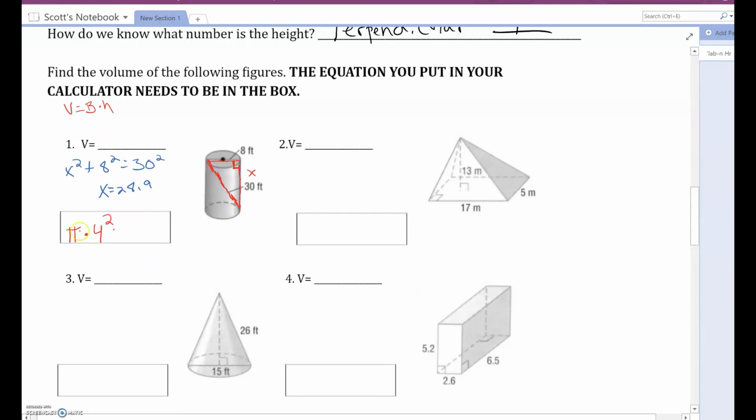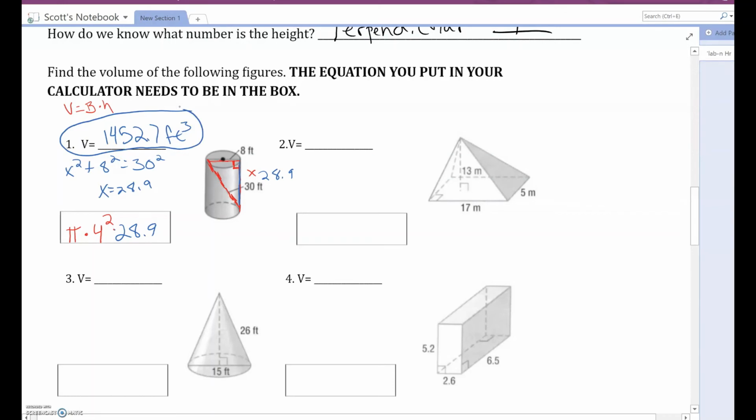And so then the volume would be area of the base, pi r squared, times the height of the prism. So this would be times 28.9, and it should meet at a 90-degree angle. Then you can plug that all into your calculator to get 1452.7 feet cubed. You will get some bigger numbers, so do not be alarmed.